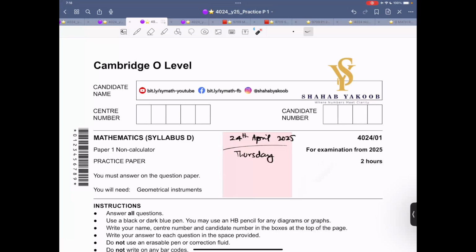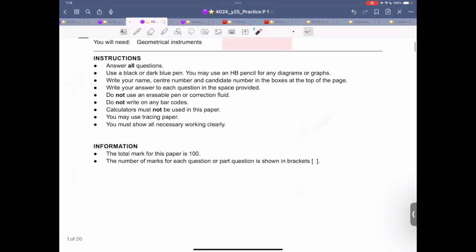In today's video, we are solving a paper 1, and this is a practice paper from CAIE, for the new exam, that is 2025, and this is paper 1. So now let's get started with this.